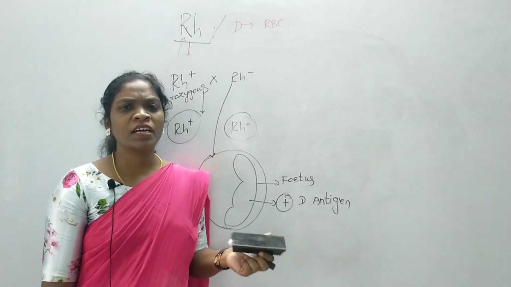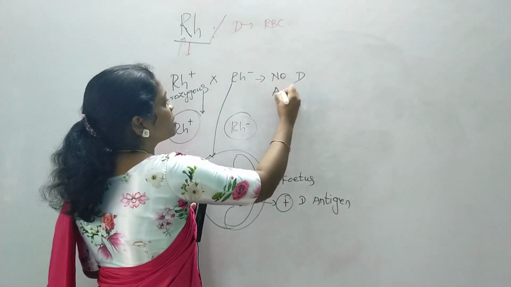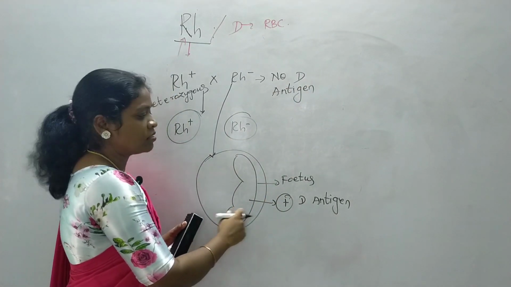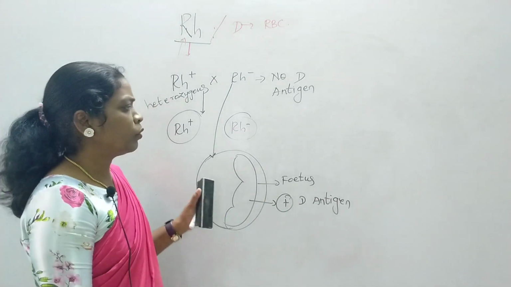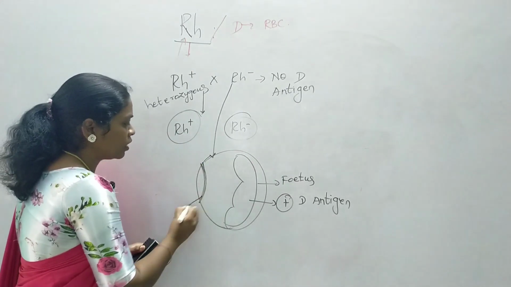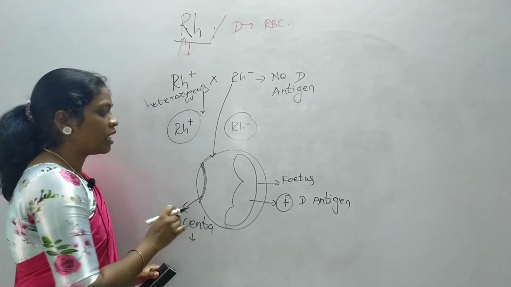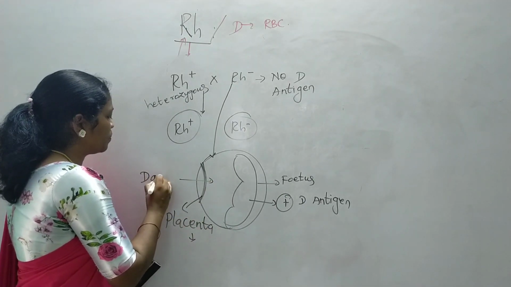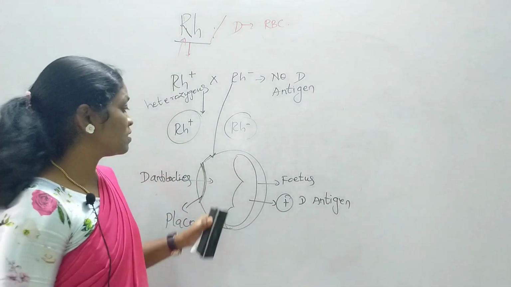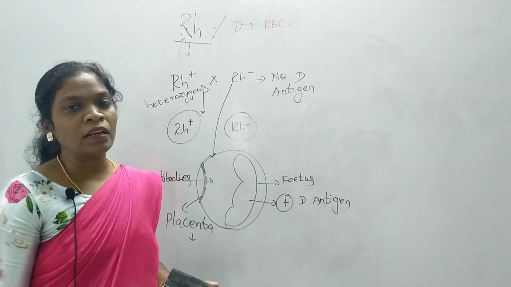So what is actually incompatibility? The mother's blood does not have any D antigen. But the fetus, which is positive, has the D antigen. During the first pregnancy, the placenta becomes the barrier. It will not allow the D antibodies to pass through. D antibodies are nothing but to destroy the D antigen. So during the first pregnancy, the placenta acts as a barrier and will not allow the D antibodies to enter the fetal blood circulation.